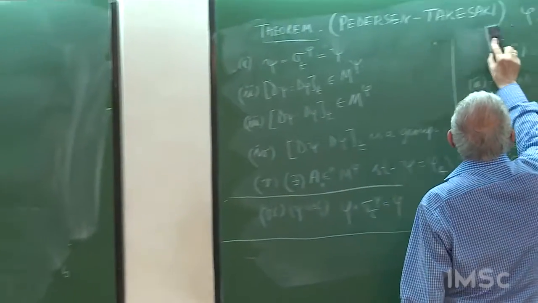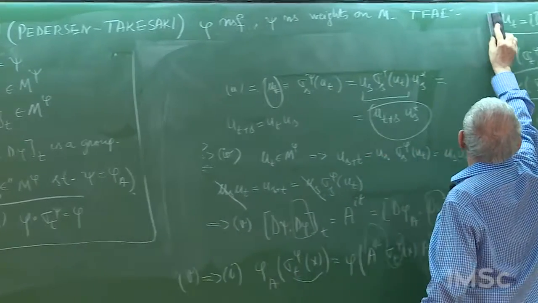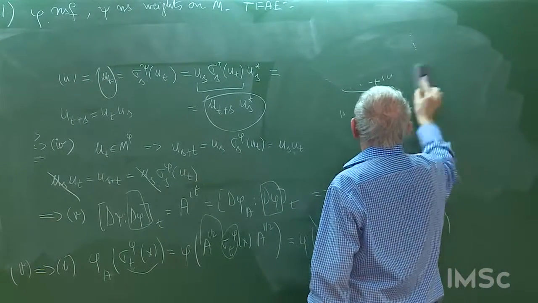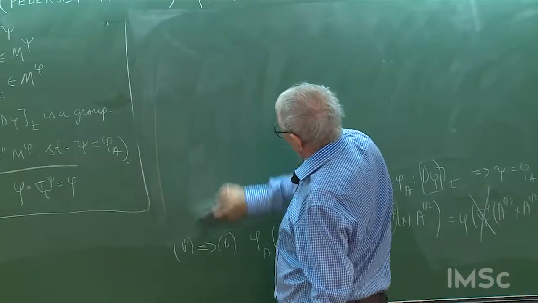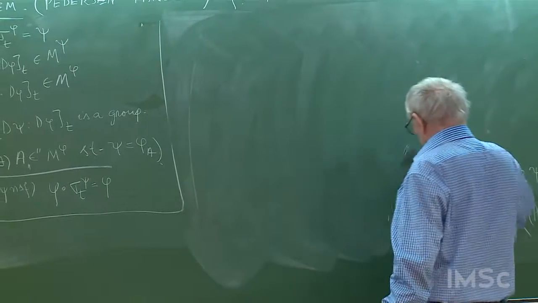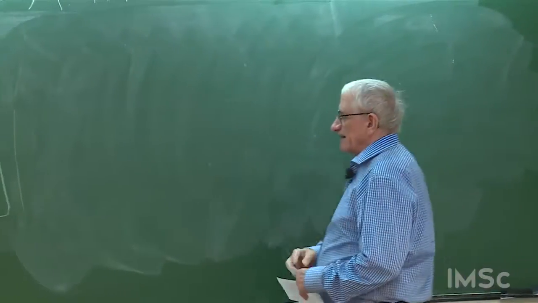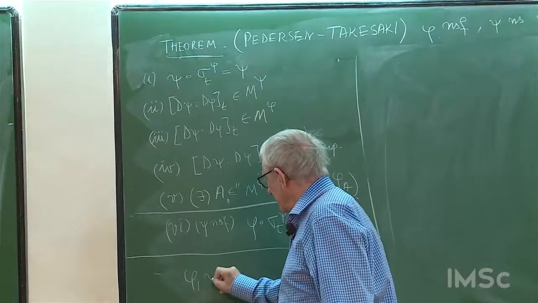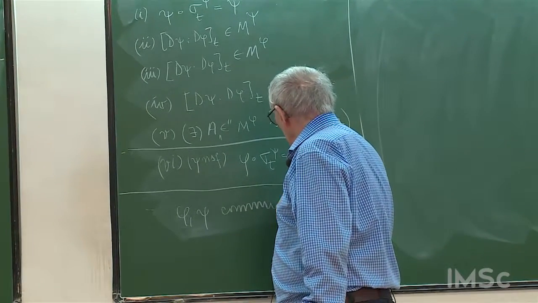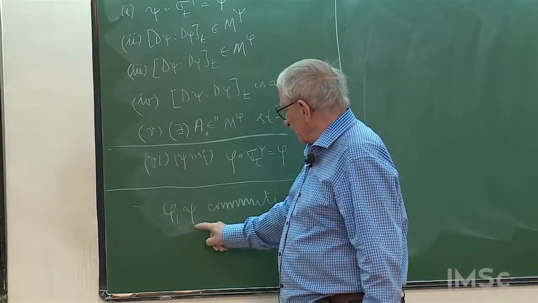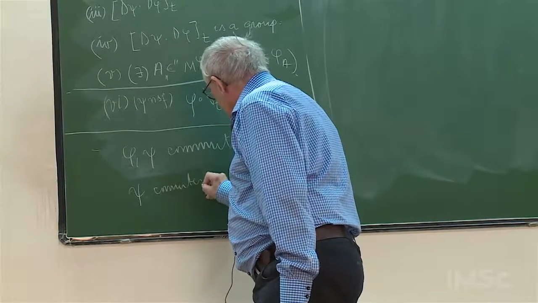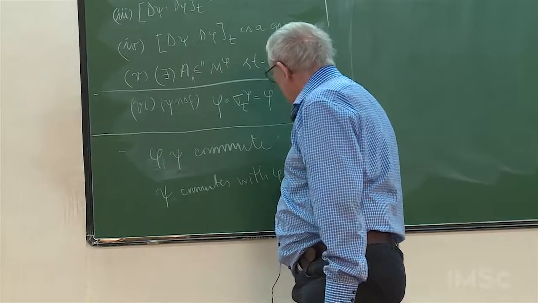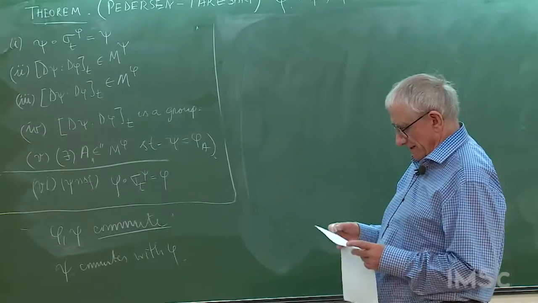So in this case, the equivalent conditions will get a name, especially when the second weight is faithful. Then we will say that phi and psi commute. Or if this is only normal semi-finite, then psi commutes with phi. So this will be for this thing.